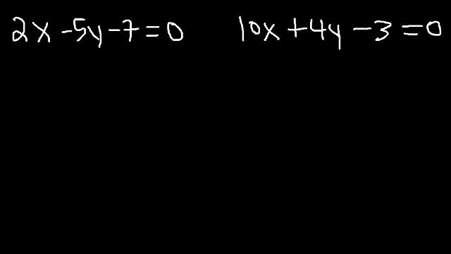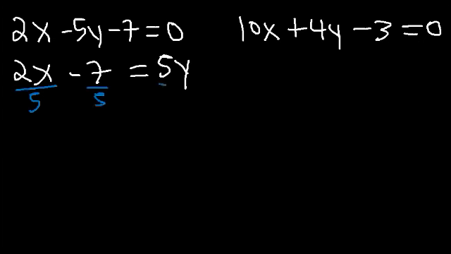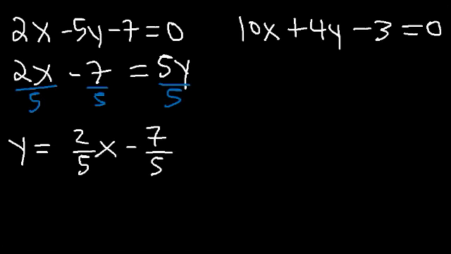What would you say? So let's solve for y in both cases. For the equation on the left, I'm going to add 5y to both sides. So it's going to be 2x minus 7 equals 5y. And then I'm going to divide every term by 5, and I'm going to reverse the equation. So y is equal to 2 over 5 times x minus 7 over 5. So we could see that the slope is 2 over 5.